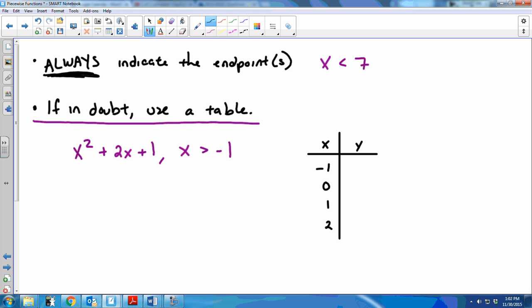Common mistake on your last test, people were squaring negative numbers and getting a negative number, which was messing up their algebra. So just keep that in mind. Make sure you're using parentheses if you're using a calculator. So negative 1 squared is 1. Plus 2 times negative 1 is negative 2. So 1 plus negative 2 is negative 1. Plus 1 is 0. 0 plus 0 plus 1 is 1. 1 plus 2 is 3 plus 1 is 4. 2 squared is 4 plus another 4 is 8 plus 1 is 9. Right? You guys can use a table and then graph the points. I'm just saying that's totally fine.